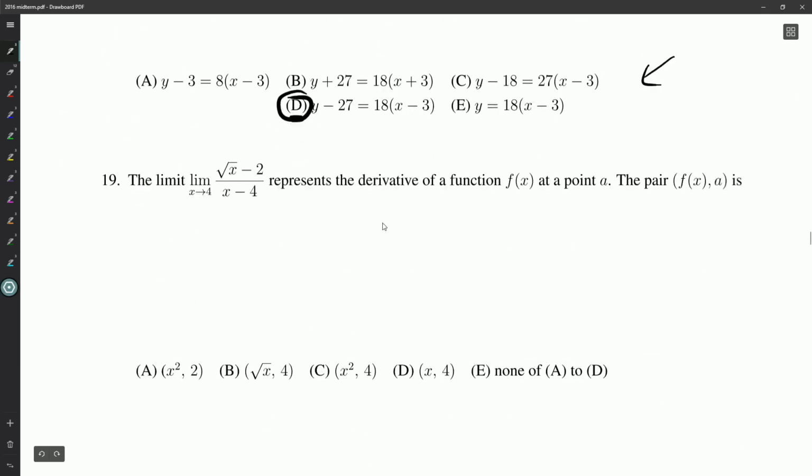19. The limit as x tends to 4 of root x minus 4 over root x minus 2, all over x minus 4, represents the derivative of a function f of x at a point A.